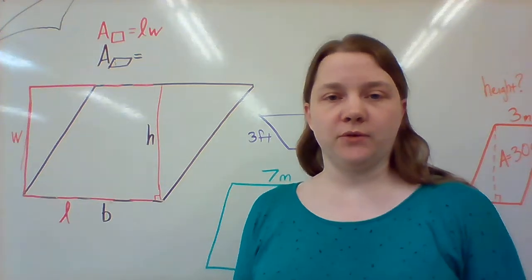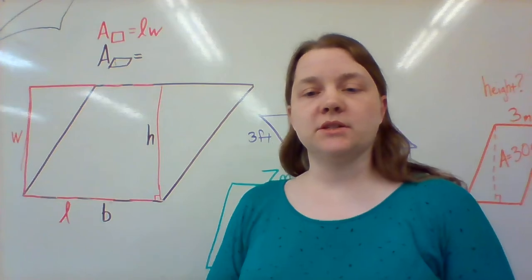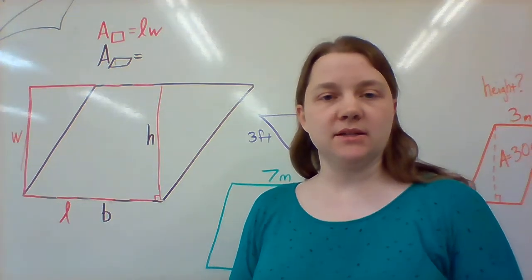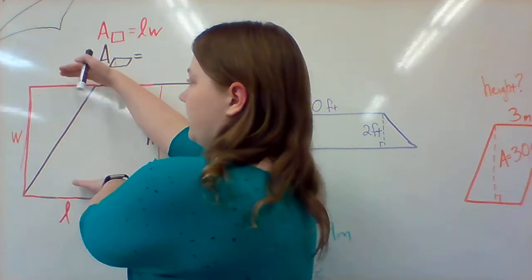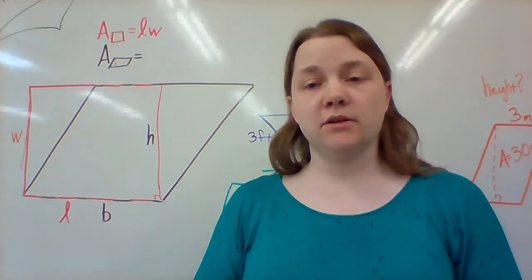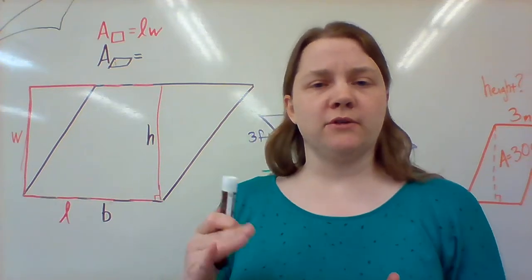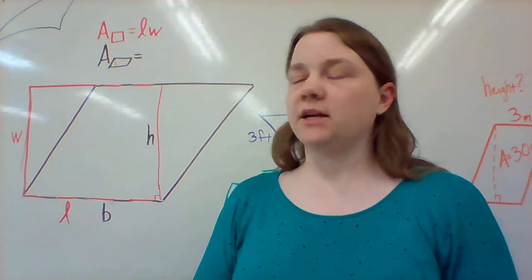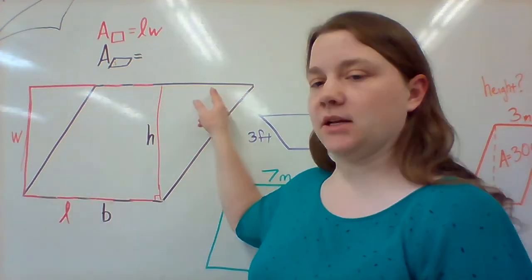It has four right angles in the corners, and it also has two opposite sides that are equal to each other. So these two sides are equal in length, and these two sides are equal in length. A parallelogram is basically a pushed over or a tilted rectangle. So the parallelogram here looks like the brown shape.